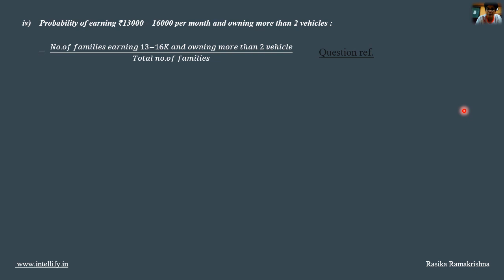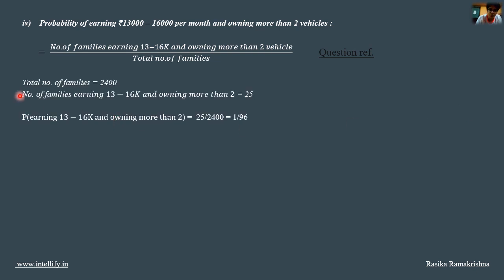Okay, so let's go ahead and compute the probability. The total number of families is 2,400 and the number of families earning from 13 to 16k and owning more than 2 vehicles is 25. So the probability of earning from 13 to 16k and owning more than 2 vehicles is 25 by 2,400, which is nothing but 1 by 96.